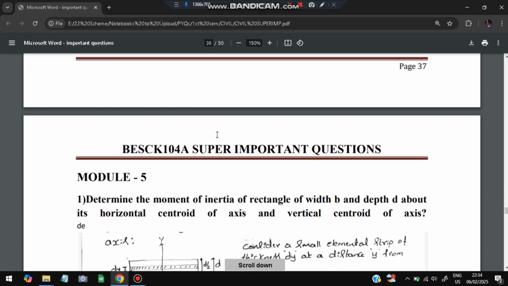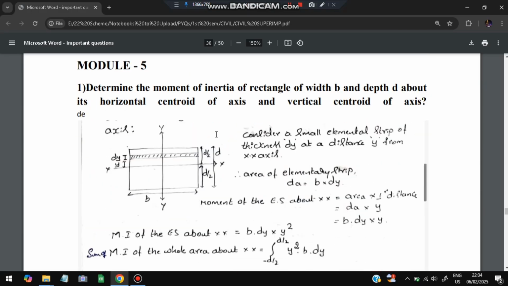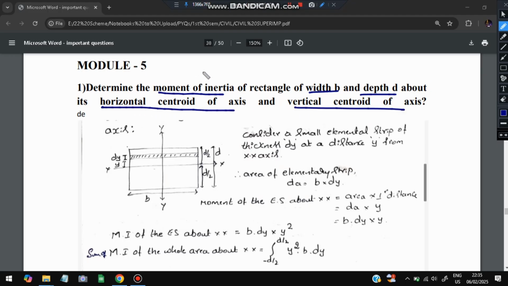Okay, moving on to module 5, we have the first experiment question. Determine the moment of inertia. Here moment of inertia is the main thing. Determine it for a rectangle with width b and depth d, about its horizontal centroidal axis and vertical centroidal axis. So with respect to two axes we have to calculate the moment of inertia, first horizontal, second vertical. Let's have a look. This is the diagram given. This is d by 2, divided into two parts, this is dy and this is y, the whole depth is d, and the breadth, the width, is b.